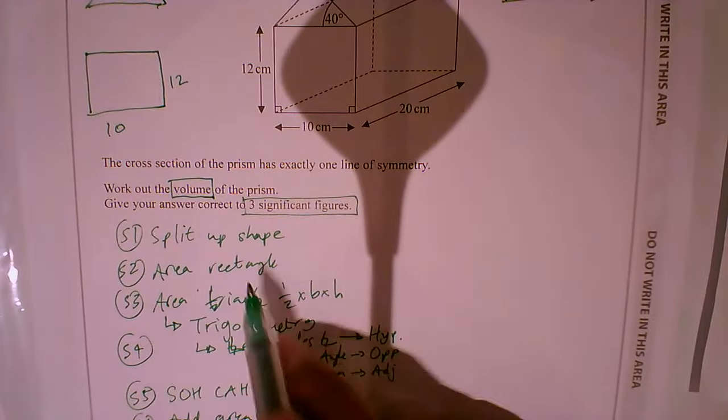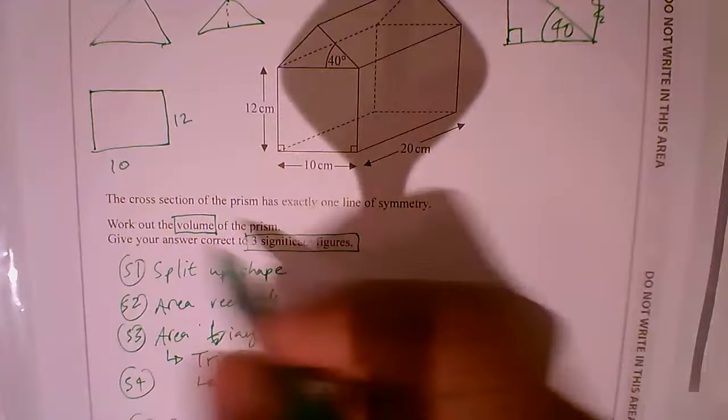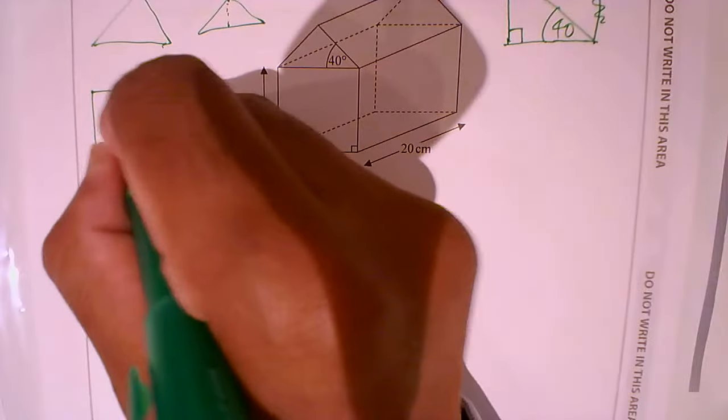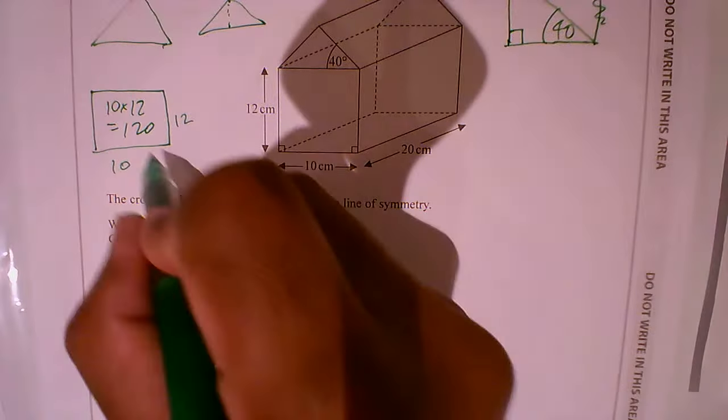So we've split up the shape. Let's look at the area of the rectangle. So that's just going to be 10 times 12. Gives us 120 centimeters squared.